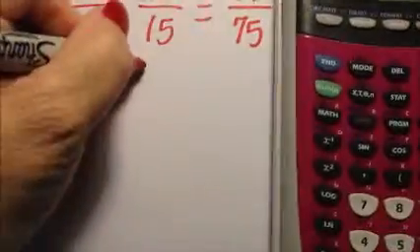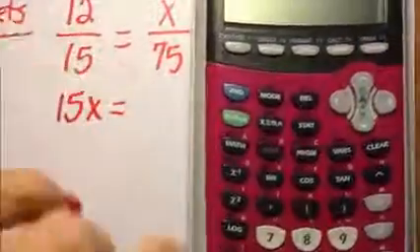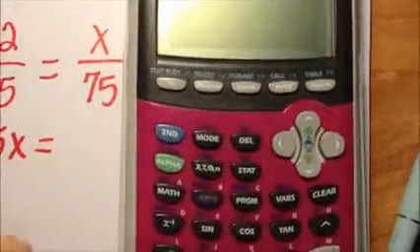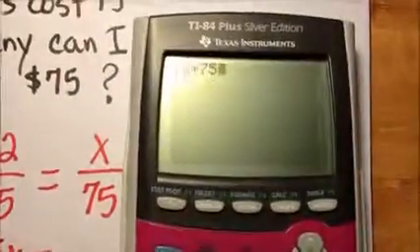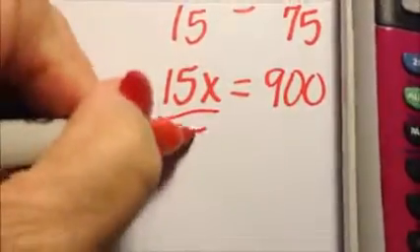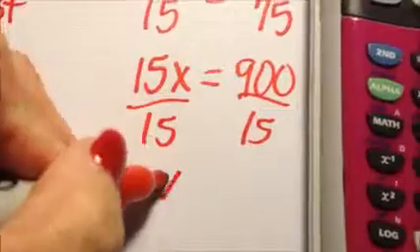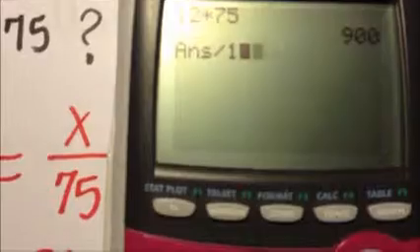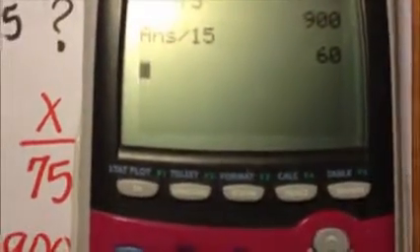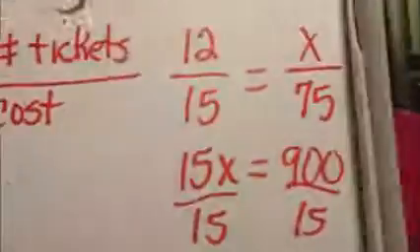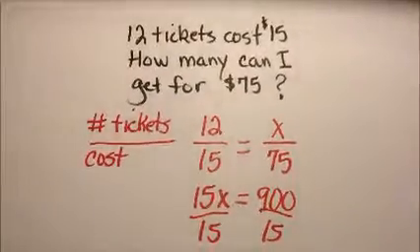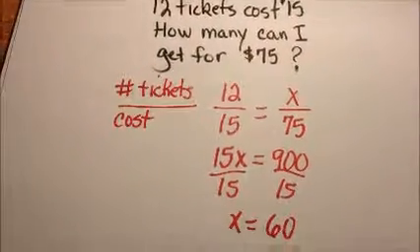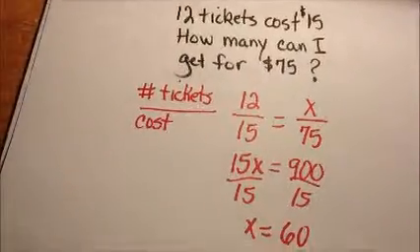I'm going to cross multiply. I've got 15x equals 12 times 75, which gives me 900. Then I go back and I'm going to divide both sides by 15. And 900 divided by 15 is equal to 60. So this tells me that for $75, I can get 60 tickets.